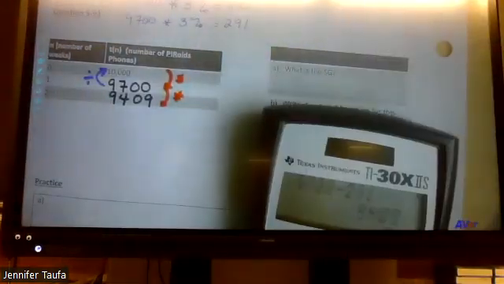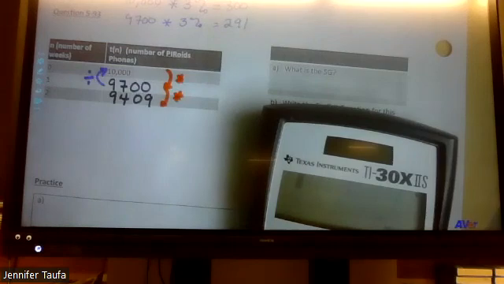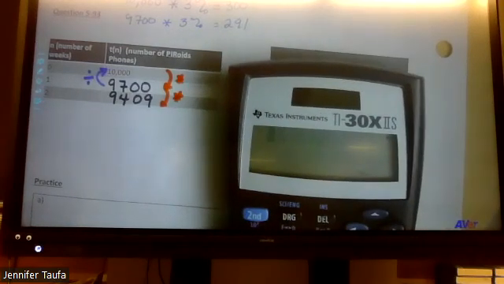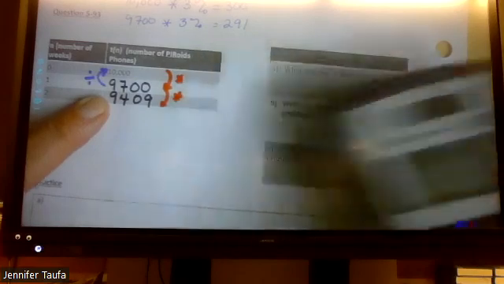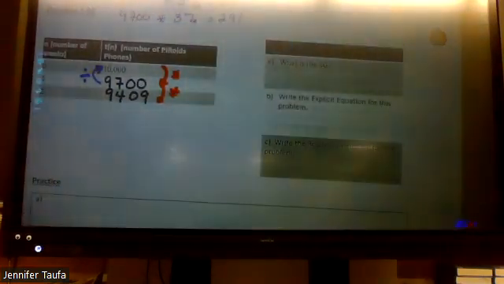And so I don't know, 10,000 times what gives me 9,700? So what I'm going to do is work backwards. 9,700 divided by 10,000. Notice I'm working backwards. Oh, and look at that multiplier. I get 0.97.